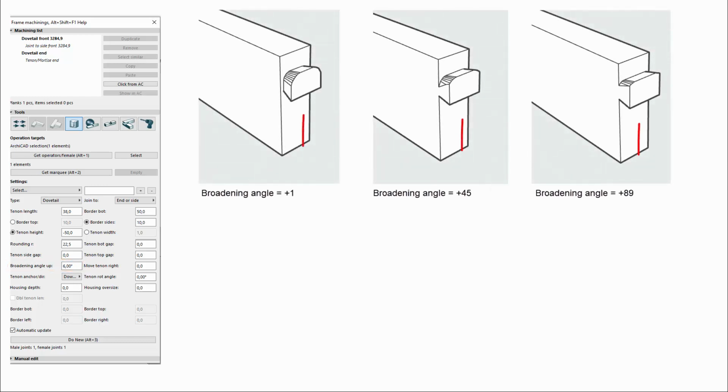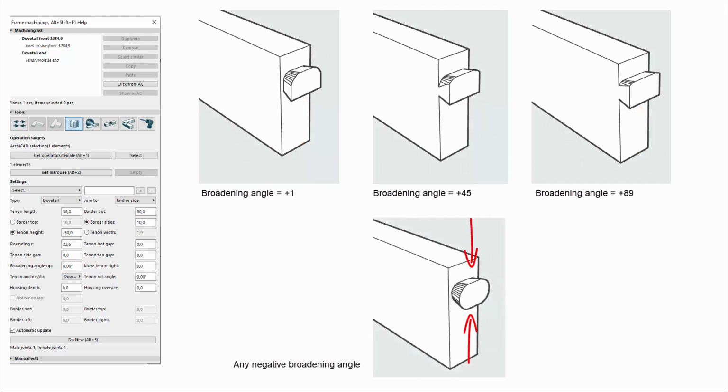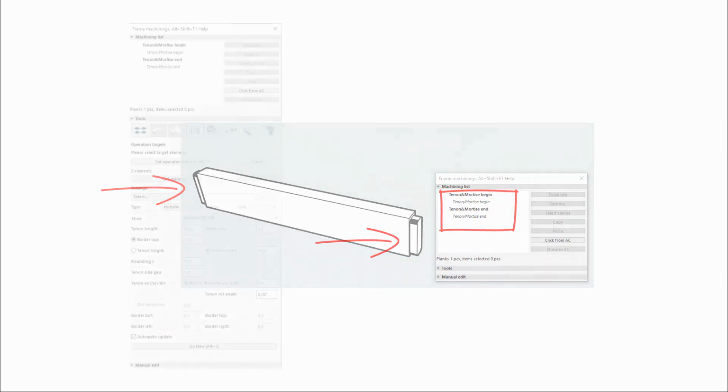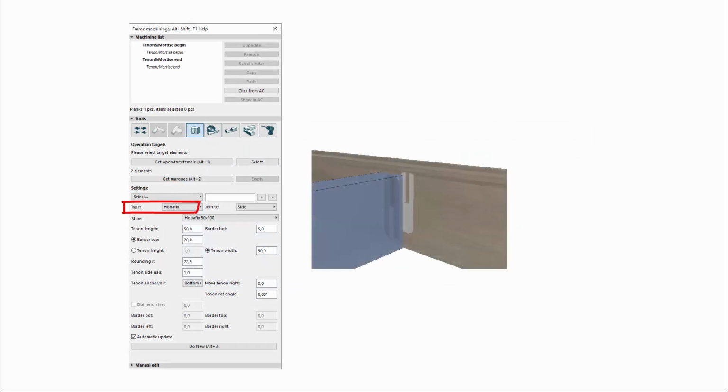The second update for dovetail joints is the possibility to input a negative value in the broadening angle up field. If this value is positive, one side of the tenon is flat. With a negative value, both sides of the tenon are rounded. The third joint update is that it is now possible to add many tenon and mortise or dovetail joints to the end of a plank, so that each joint is anchored to a different side of the plank. Finally, ArchiFrame 2022 offers a new joint type called the Hobofix joint, which contains a metal plate.